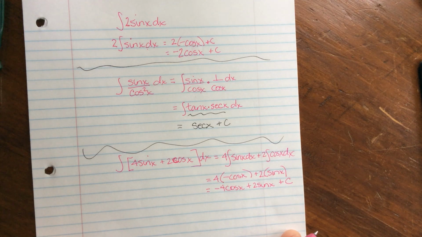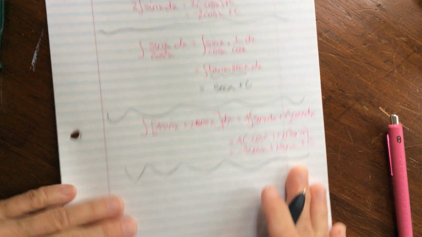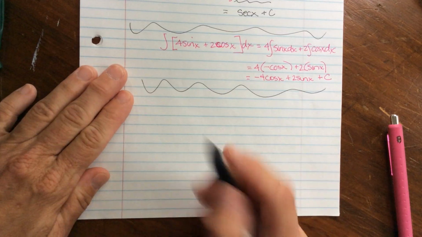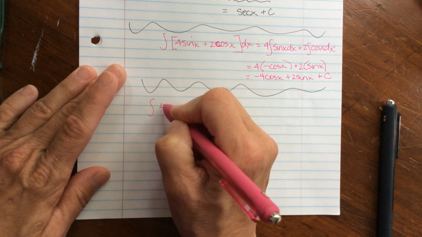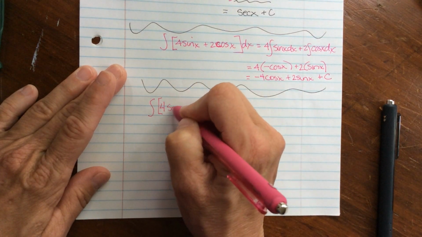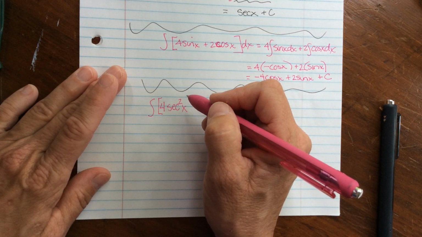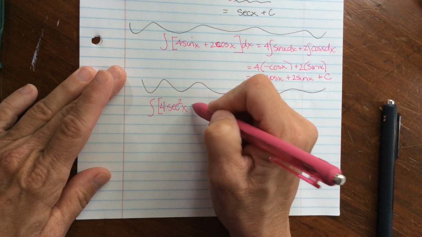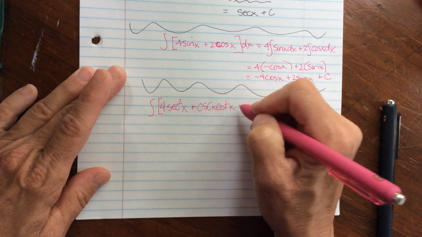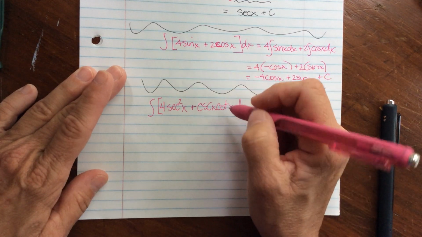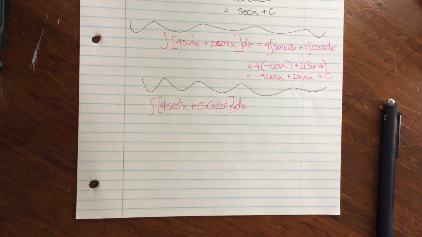So now let's look at our next example. Our next one looks like this. I'm going to scoot this up a little bit. So I start out with the integral of 4 secant squared x plus cosecant x cotangent of x dx. And so this is what I want to find the antiderivative of.